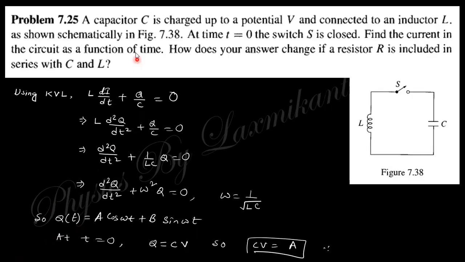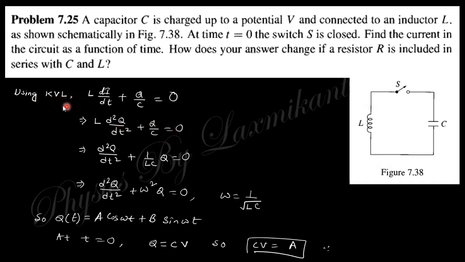A capacitor C charged up to a potential V is connected to an inductor as shown in this figure. At time t equal to 0, the switch is closed. Find the current in the circuit. How does your answer change when R is included in this circuit? So when this is fully charged and then connected, from the KVL you can see the voltage across the L is L di dt and the voltage across the capacitor is Q by C. So the total voltage will be 0 because there is no voltage source.